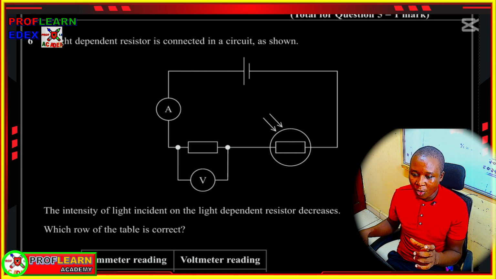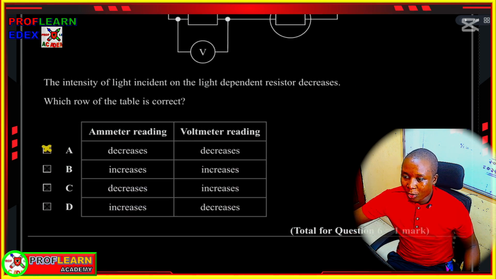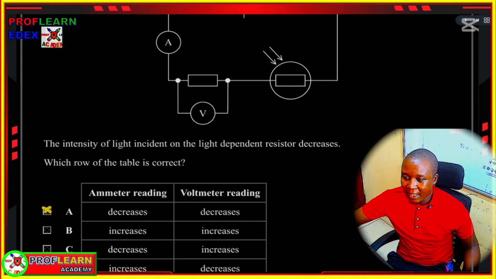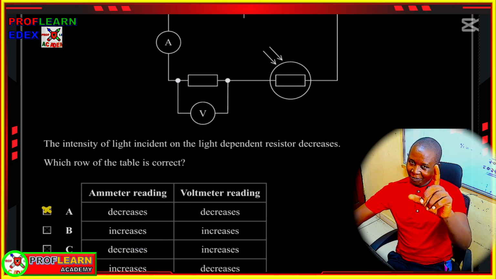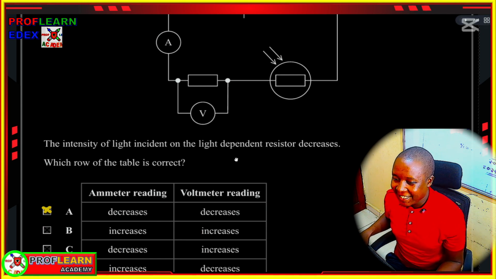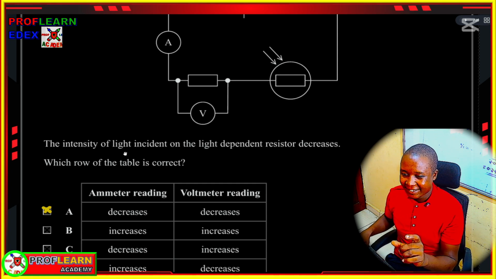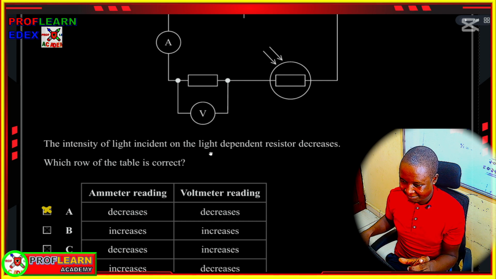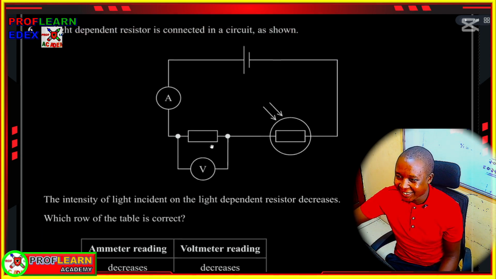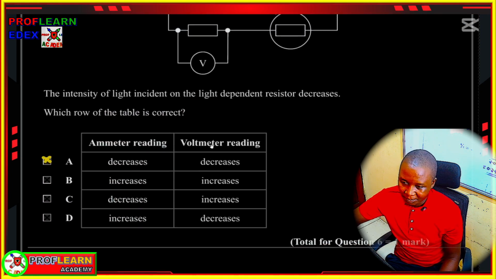Which row of the table is correct? Now in this case, we are supposed to talk of the ammeter reading and the voltmeter reading. Now this is the catch. If the incident light intensity, all right, let's go back to the main question and check. Right, we have that. Which row is correct?